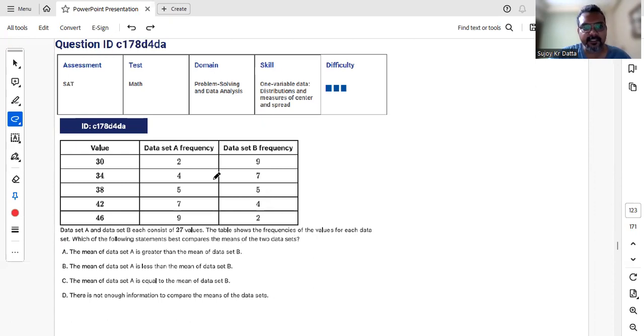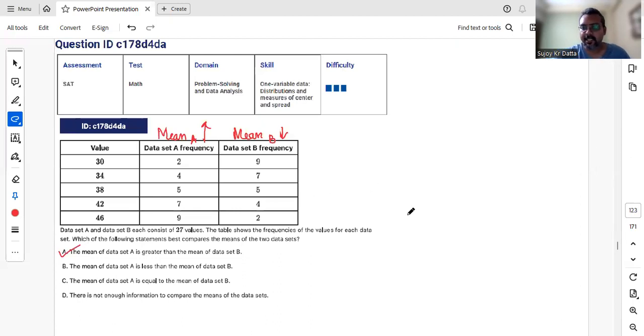Which of the following compares the mean? So now for A, if you look, the smaller values have smaller frequency, the higher values have a high frequency. That means as you go to higher values, the frequency also increases. So you have more terms of big values. That will increase the mean of A. While B is just the opposite. You have more of the smaller values. That will pull the average down. So the mean of B is going to be smaller. So A is higher than B. It's obvious here. So the mean of A is greater than the mean of B. So that is option A.